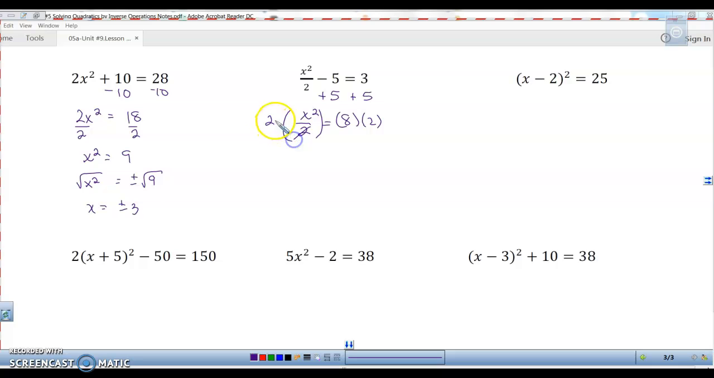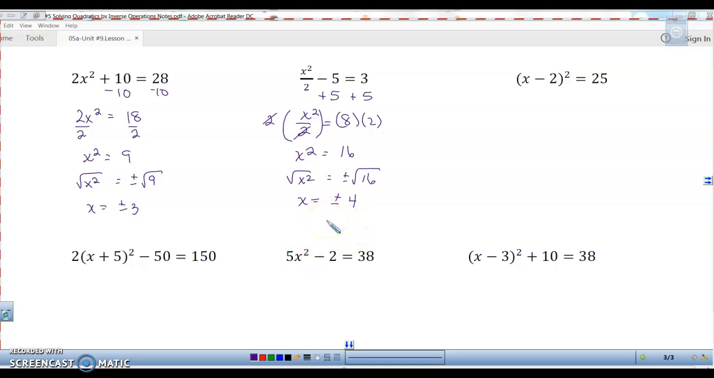And that 2 cancels out the 2, giving me x squared is equal to 16. All right, the x squared is now by itself. Take the square root of both sides. Don't forget there's a plus or minus in front of there. So x is going to equal plus or minus the square root of 16, which is 4. Okay, so x is equal to positive 4 and x is equal to negative 4.